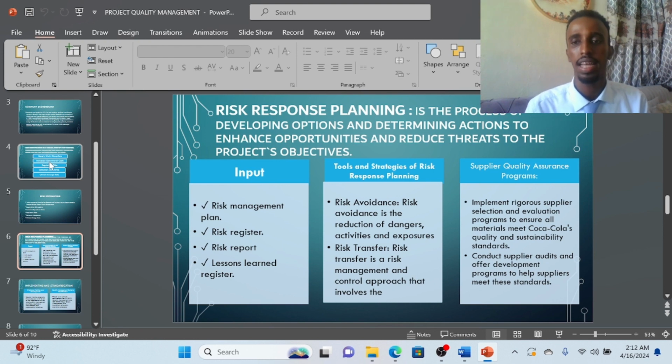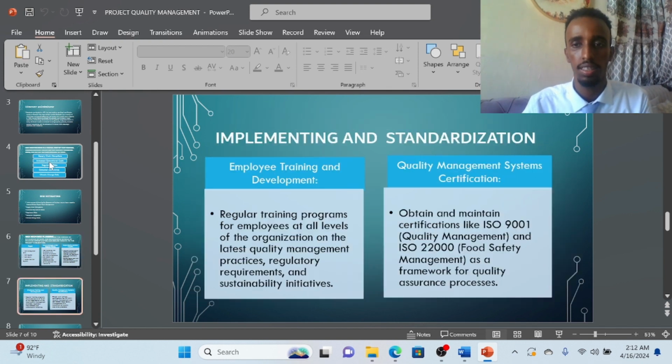When we talk about standards, something is very international and very common, very standard, and something is more popular than the others. Implementing standardization, training and development. First, employee training and development.